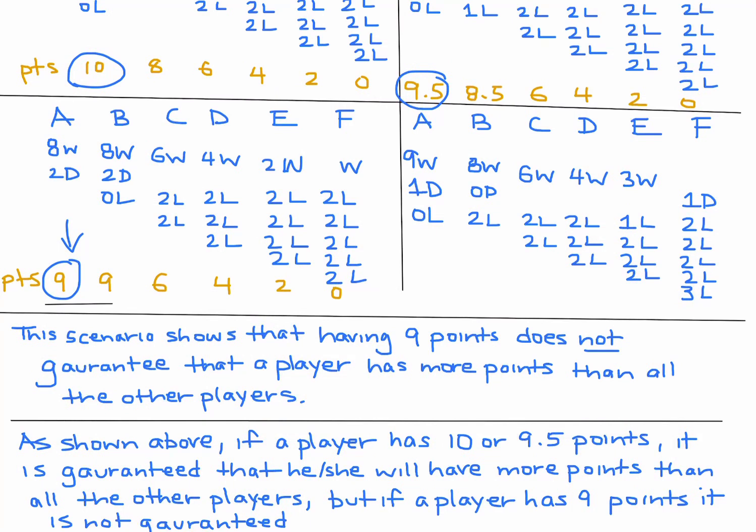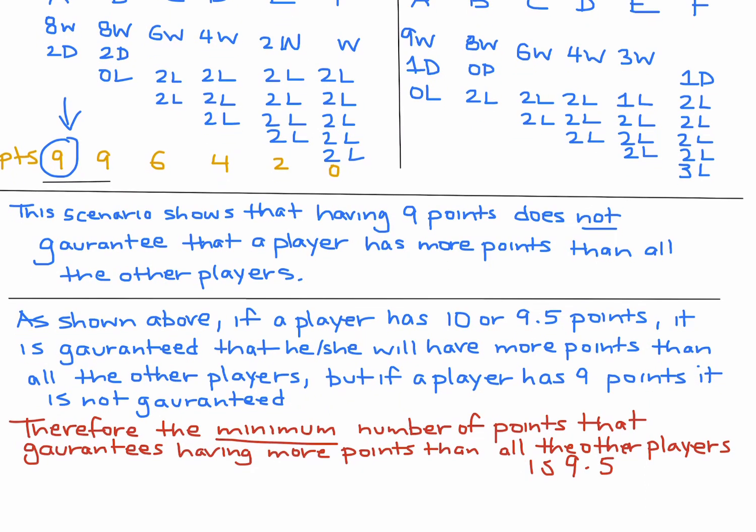So to repeat, as shown above, if a player has 9.5 or 10 points, it is guaranteed that he or she will have more points than all the other players. But if a player has 9 points, it is not guaranteed. So that means the minimum number of points that guarantees a player to have more points than all the others is 9.5, which would be right here.